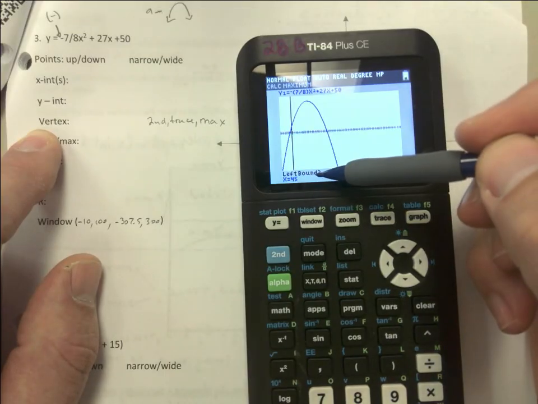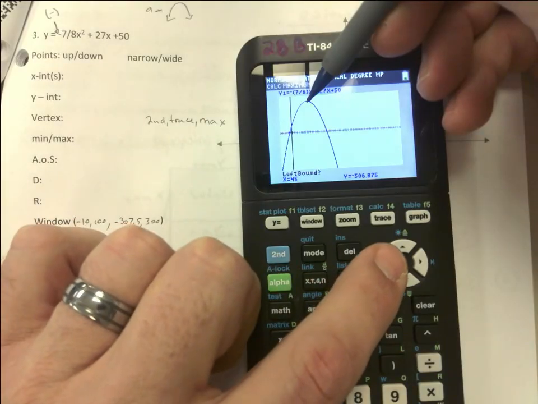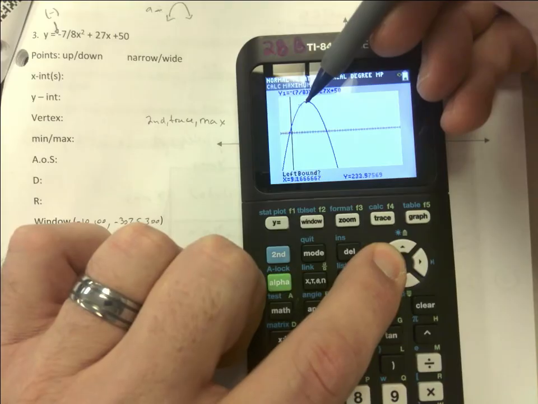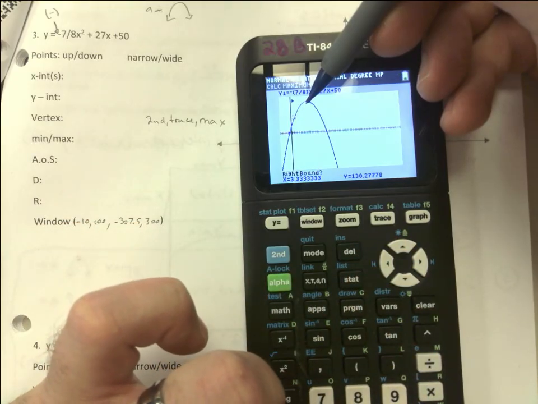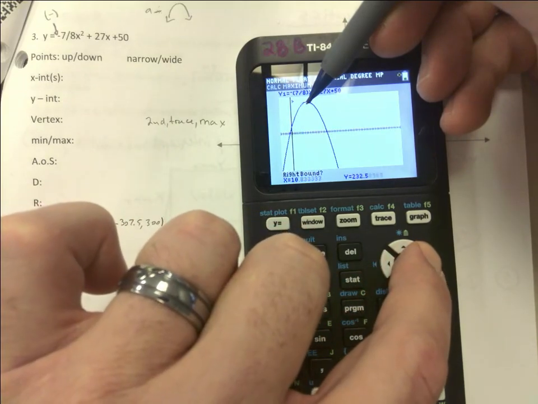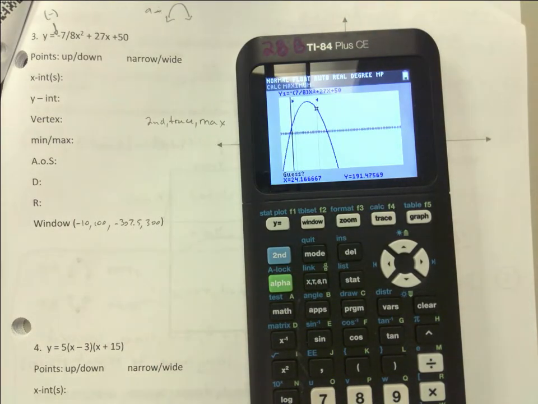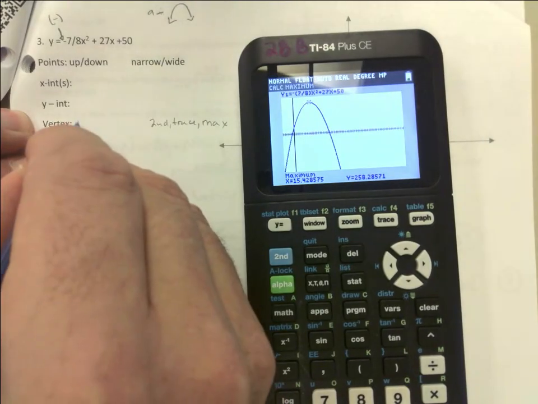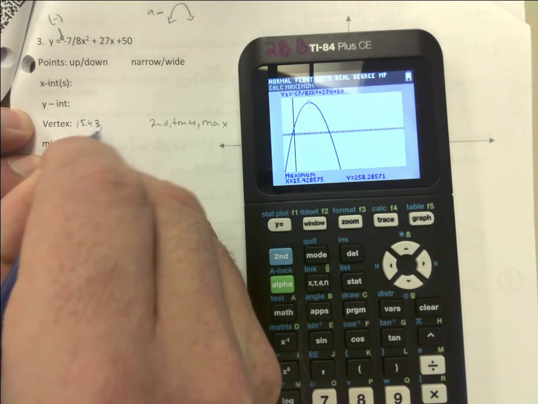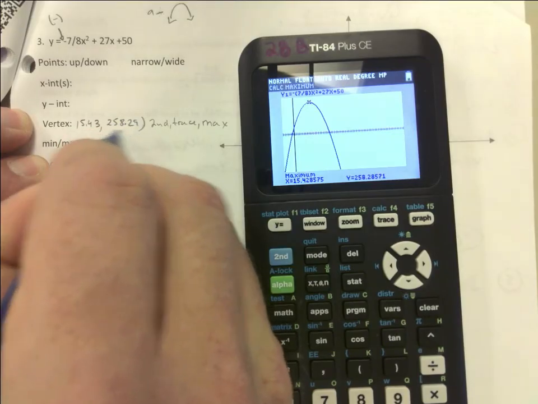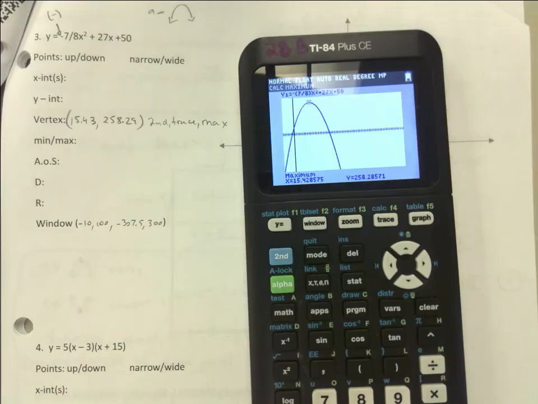And you want a left boundary. So if this is your vertex, you want to select a point to the left of it. So right now, my cursor was down there. I looked at it coming up. Anything to the left, anything. Enter. Then move over to the right. Enter. So now the calculator knows it's somewhere in between those two boundaries. I hit enter again, and there it is. It's 15.43, 258.29. Okay, write that down. That's how we found the vertex.